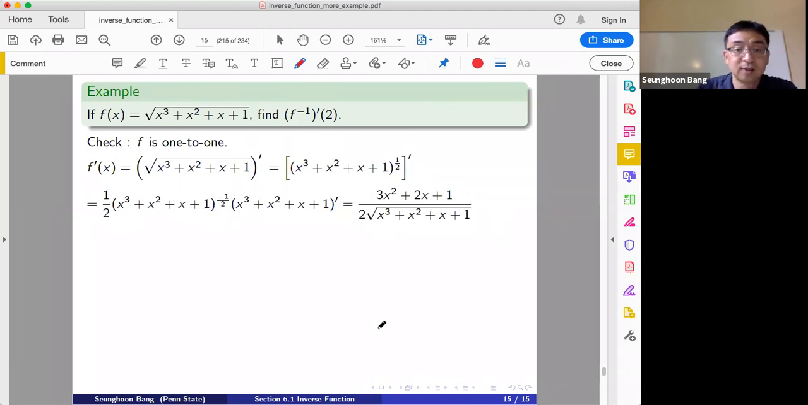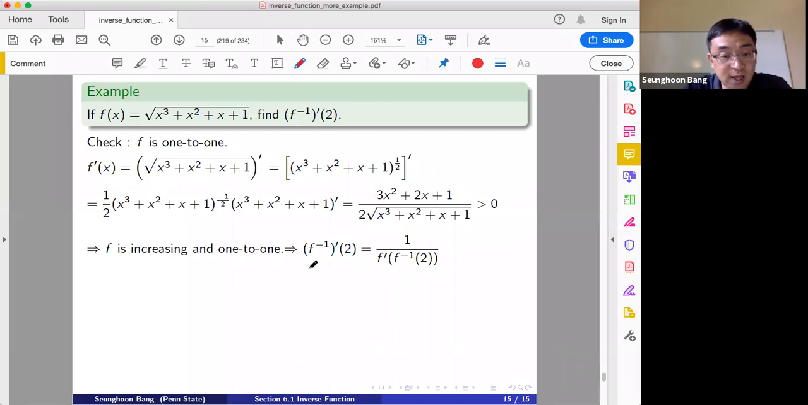So what happens? This is positive. You can draw the graph. This is always above the x-axis, positive. The square root is always positive. So we have positive. The f is increasing and 1 to 1. So we can follow these steps. Step 1.